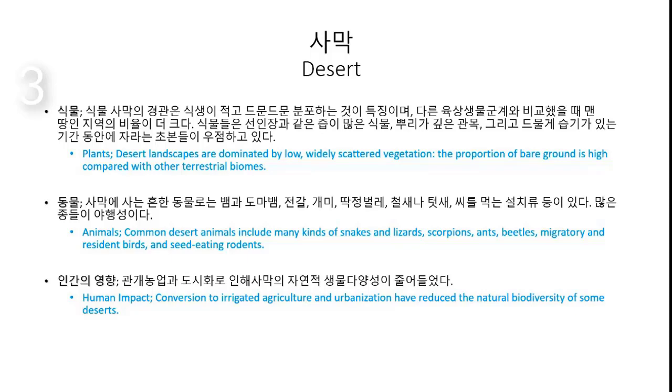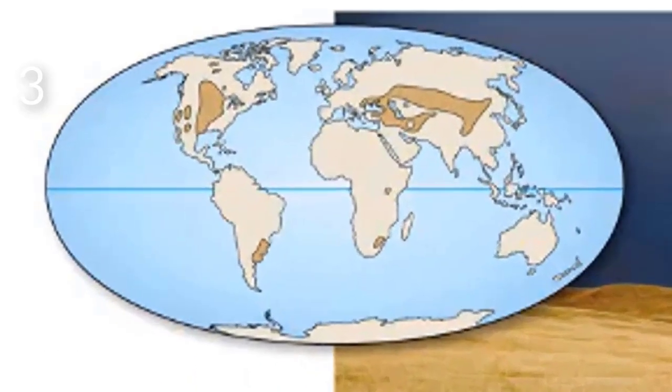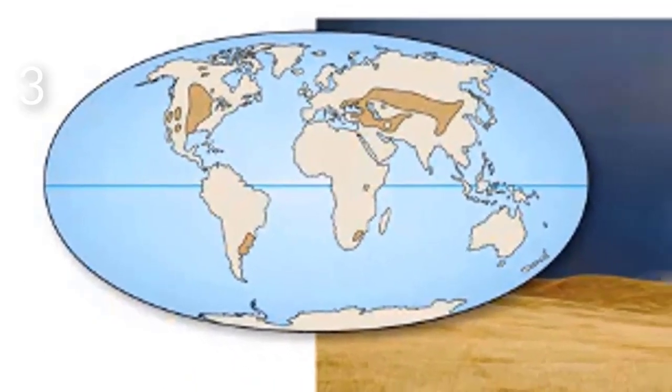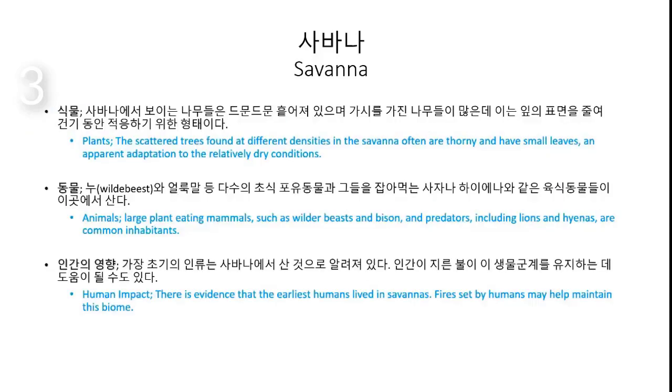Number 3. Savannas. Distribution. Savanna occurs in equatorial and subequatorial regions. Precipitation. Seasonal rainfall averages 30 to 50 centimeters per year. Temperature. The savanna is warm year-round, averaging 24 to 29 degrees Celsius. Plants. The scattered trees found at different densities in the savanna often are thorny and have small leaves, an apparent adaptation to the relatively dry conditions.